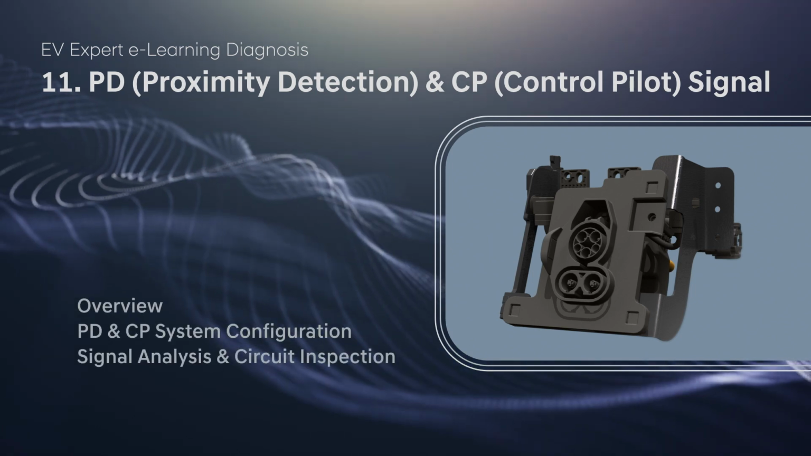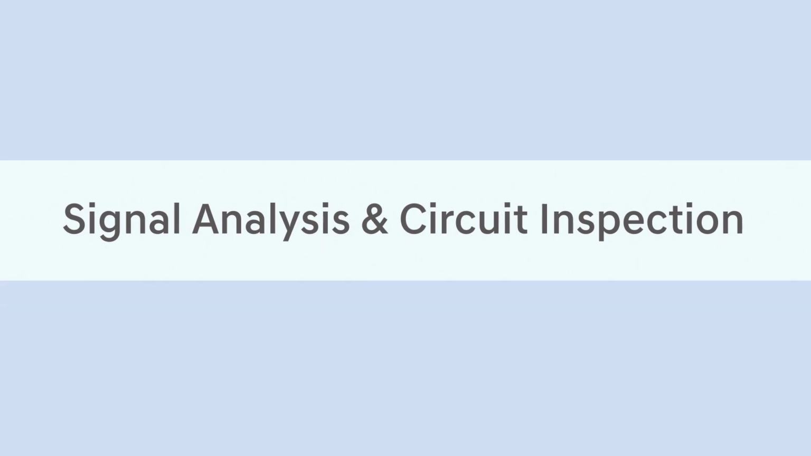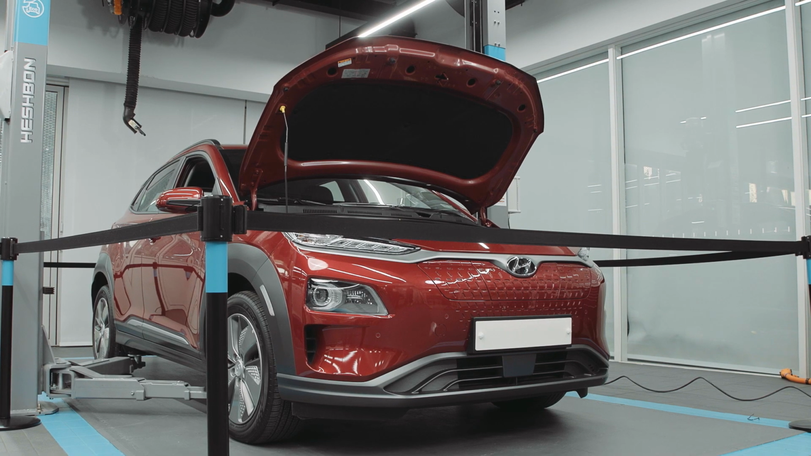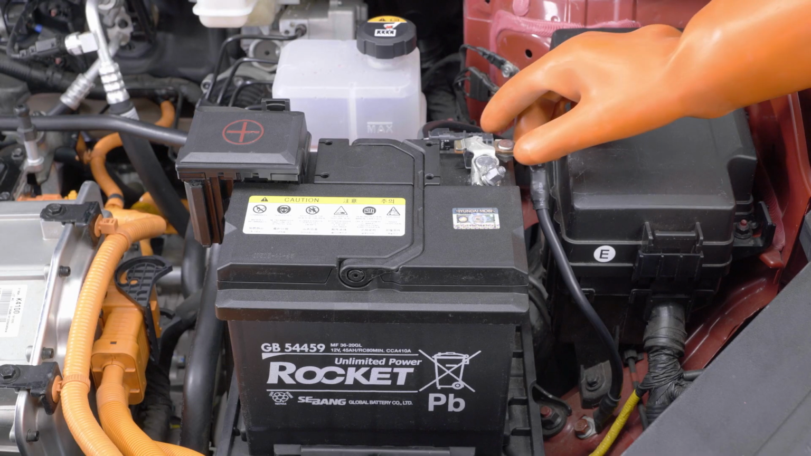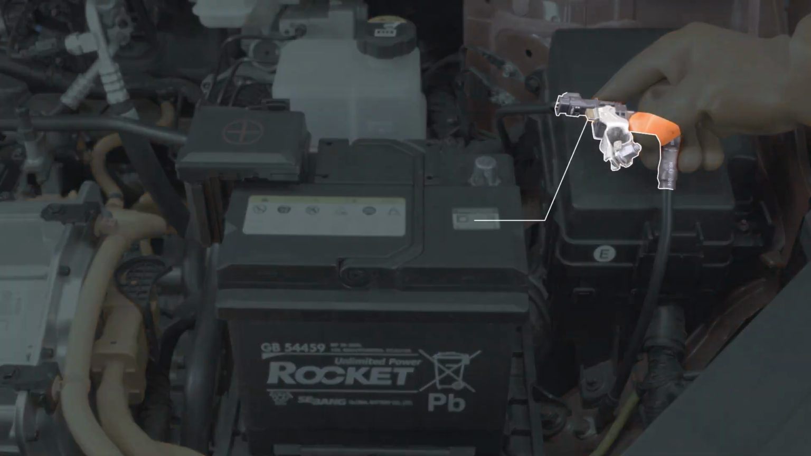PD, proximity detection, and CP, control pilot signal. CP, PD signal line inspection. For PD signal line inspection of the ICCB, the resistance between PD and ground terminal must be measured after disconnecting the minus terminal of the 12-volt battery.